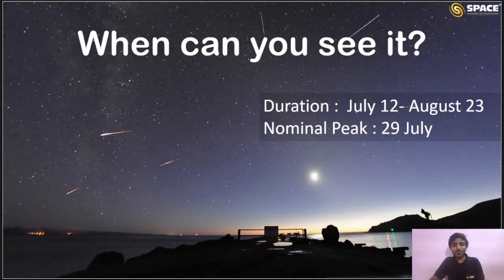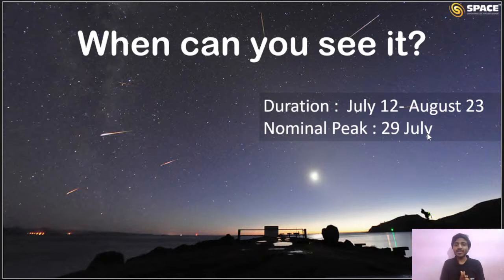And since this particular webinar is happening on the 27th of July, you still have some time till the nominal peak, and you have even more time till the actual dates when it would be the perfect situation to see these particular meteors. So what are you supposed to do? You are supposed to look towards the sky during this time period, but on the 29th of July, on the day of the nominal peak, there's a small problem.